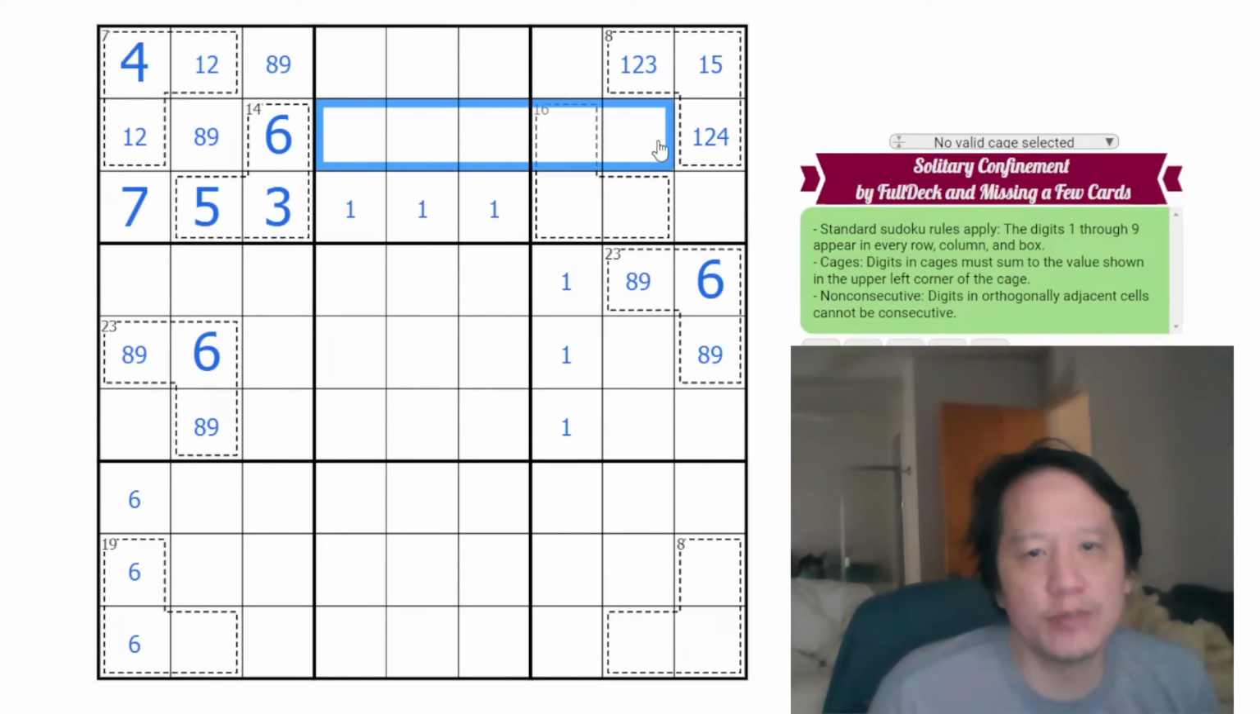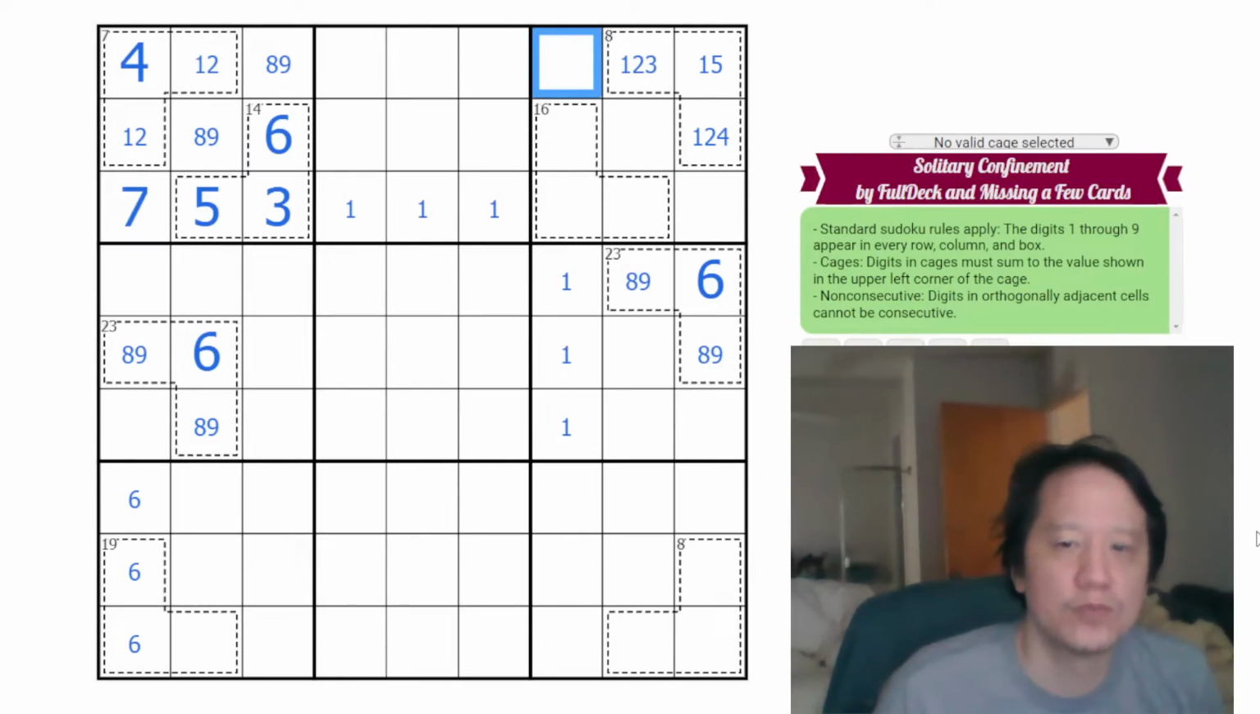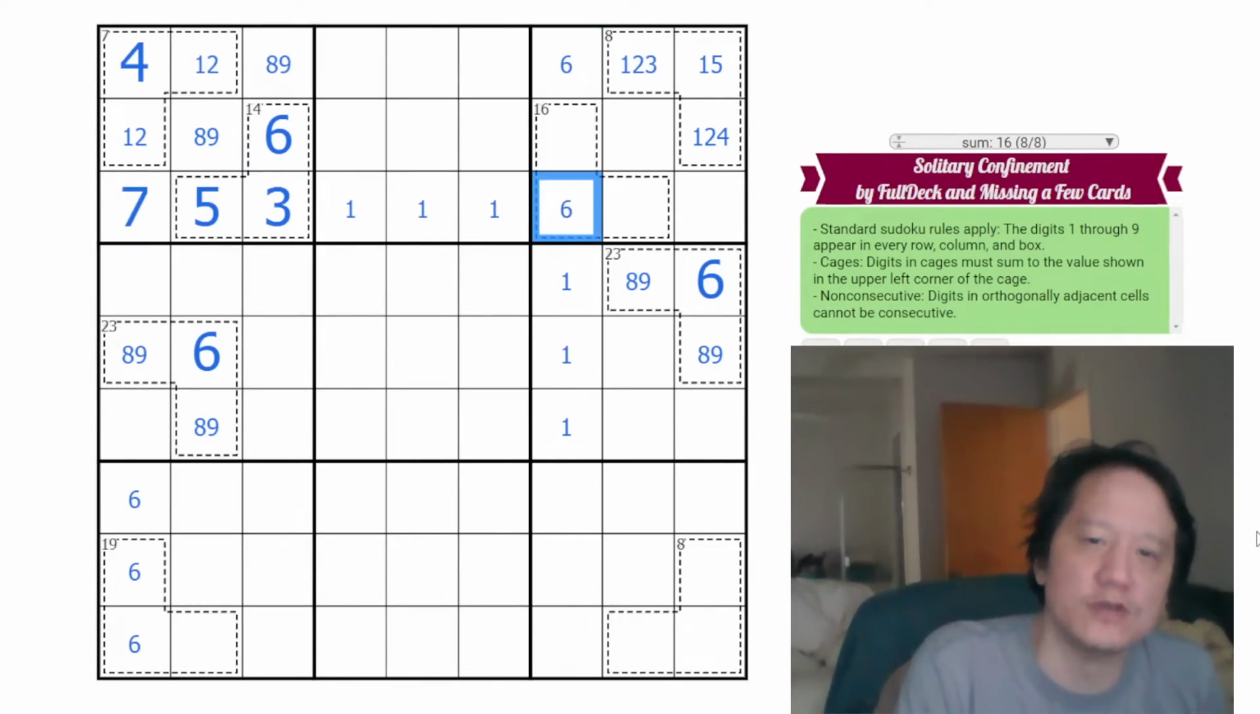6 cannot be here. 6 cannot be here. So this could be 6, or one of these two is 6. So 6 is one of these two.